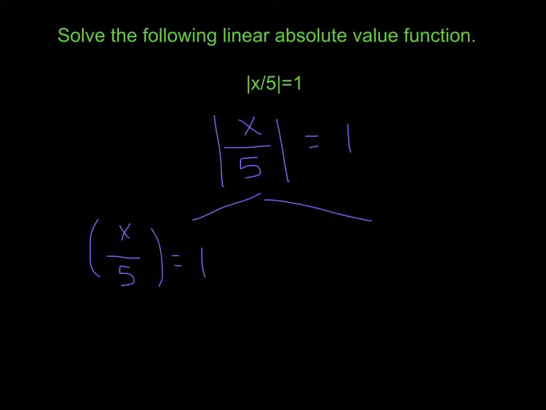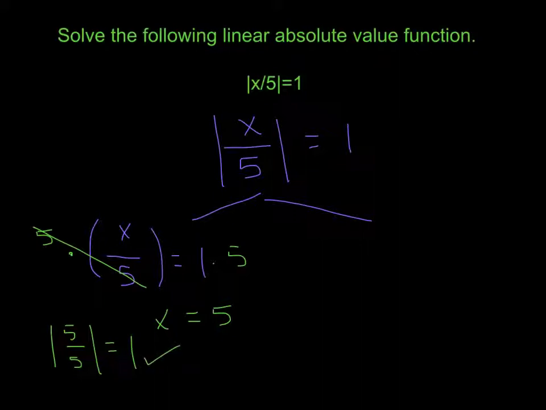And if that were a typical equation, we would just multiply by 5 on both sides. And x equals 5. So that's going to look like the absolute value of 5 divided by 5 equals 1, and 5 divided by 5 is 1. Absolute value is 1, so that checks out.